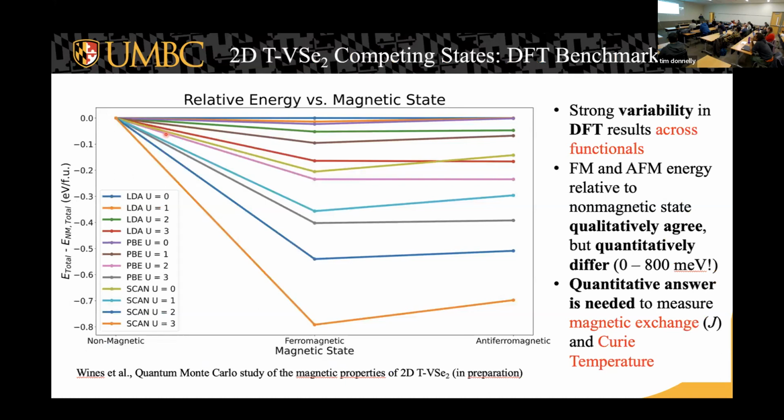So afterwards, we started focusing on different magnetic orderings of this material. So you have tons of different functionals and different U values here. And what we are seeing is that it depends on your functional. And so we are also comparing the energy differences between the ferromagnetic and AFM cases here. And we need something more robust. How can we do this?